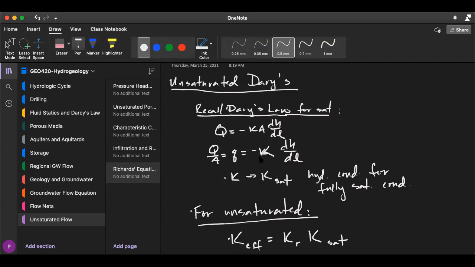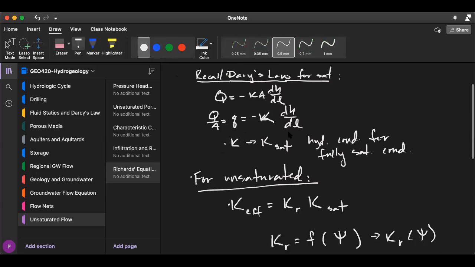Okay, if we look back to Darcy's law for saturated material, what it says is there is a linear relationship between the head gradient and the discharge. And the slope of that line is equal to the hydraulic conductivity. This equation is a linear equation, and it says the discharge is linearly related to the head gradient, and the slope of that line is the hydraulic conductivity.